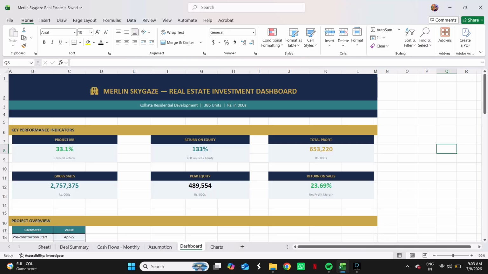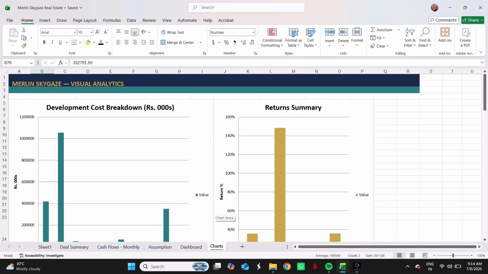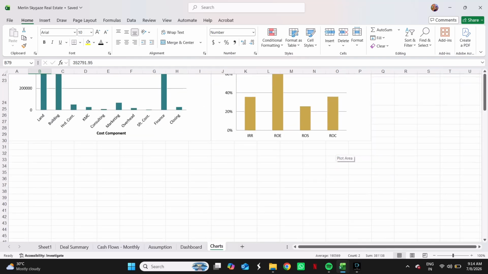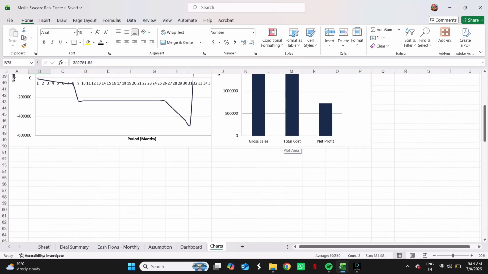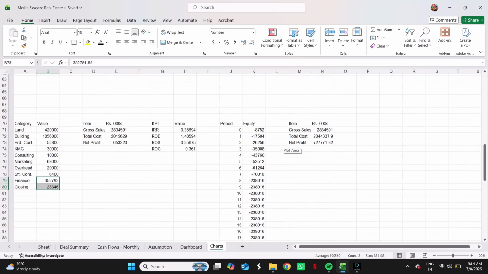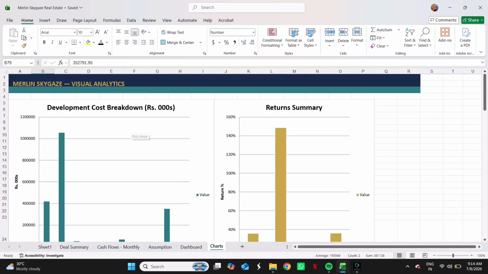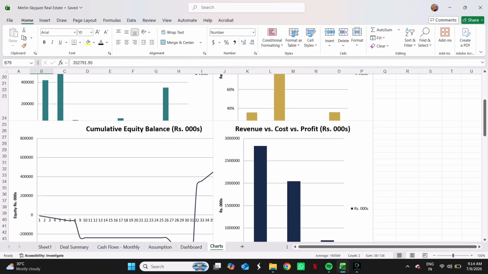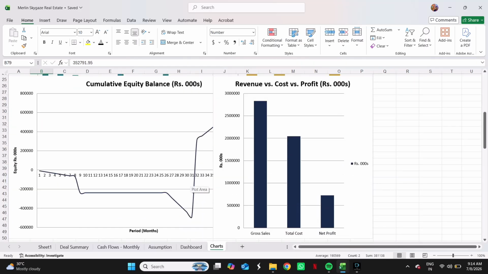So let's move on to our chart section, where we will make different types of charts, like histogram, pie chart, each and every one. We have already made the visual analytics, guys. You can see there are a total of 4 different charts. First is the total development cost breakdown, then the return summary, then the cumulative equity balance, which is the equity contributed by the partners in different time periods, and then revenue versus cost versus profit.